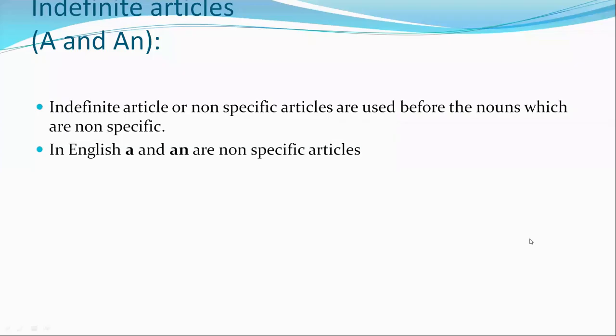Taking the indefinite article first, the indefinite article is otherwise called a non-specific article, as the articles a and an, that is the two indefinite articles, appear before the nouns which are non-specific in nature. That is, the nouns which don't exhibit any specific or remarkable qualities. In English, a and an are non-specific articles.